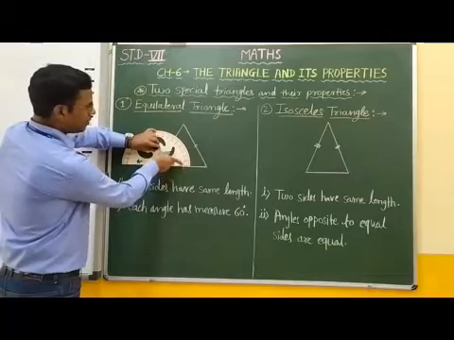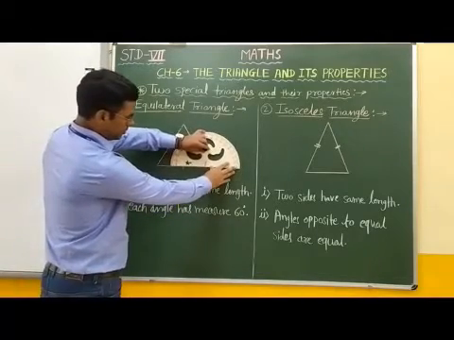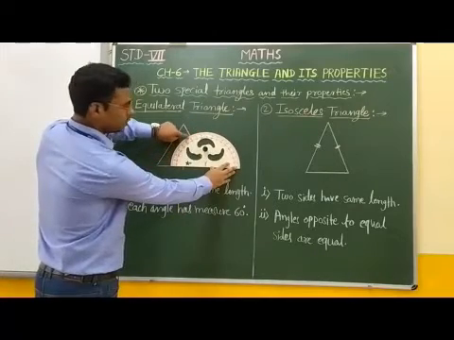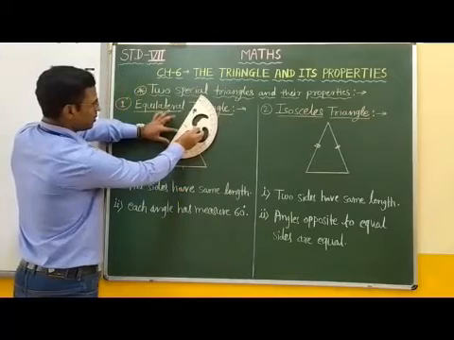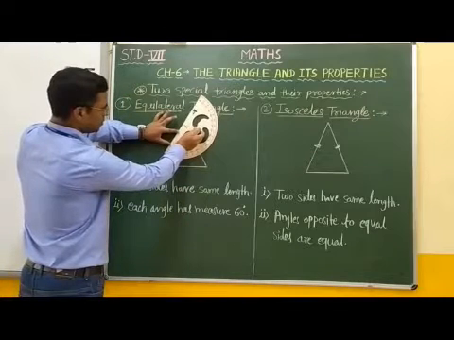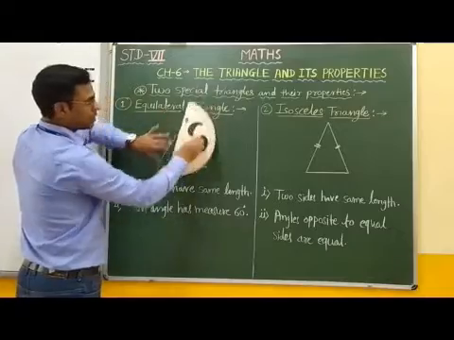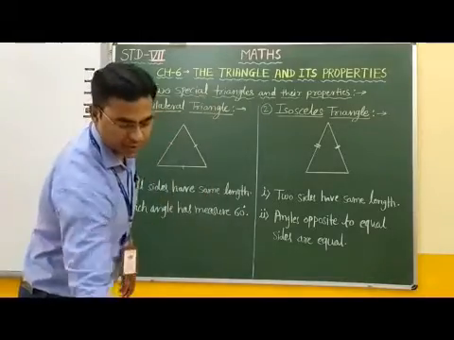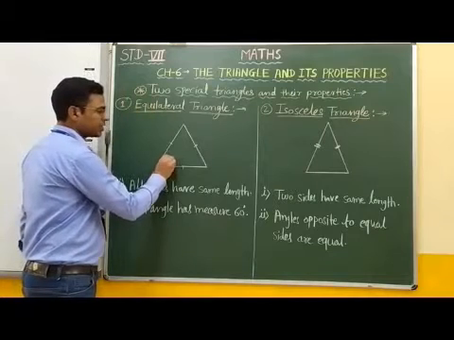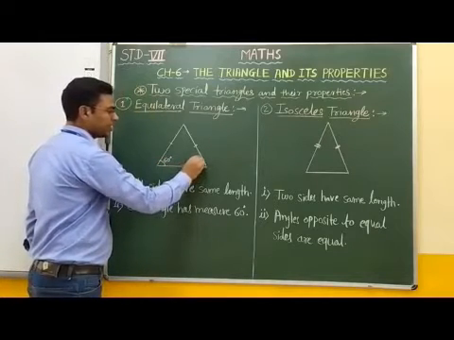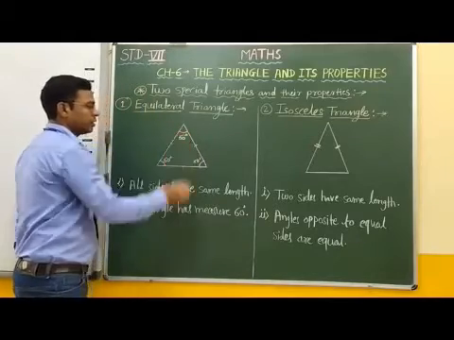If you measure first angle, then first angle is 60 degree. Second angle is also 60 degree. Now third angle is also 60 degree. Therefore, here we observe that measure of each angle is 60 degree.